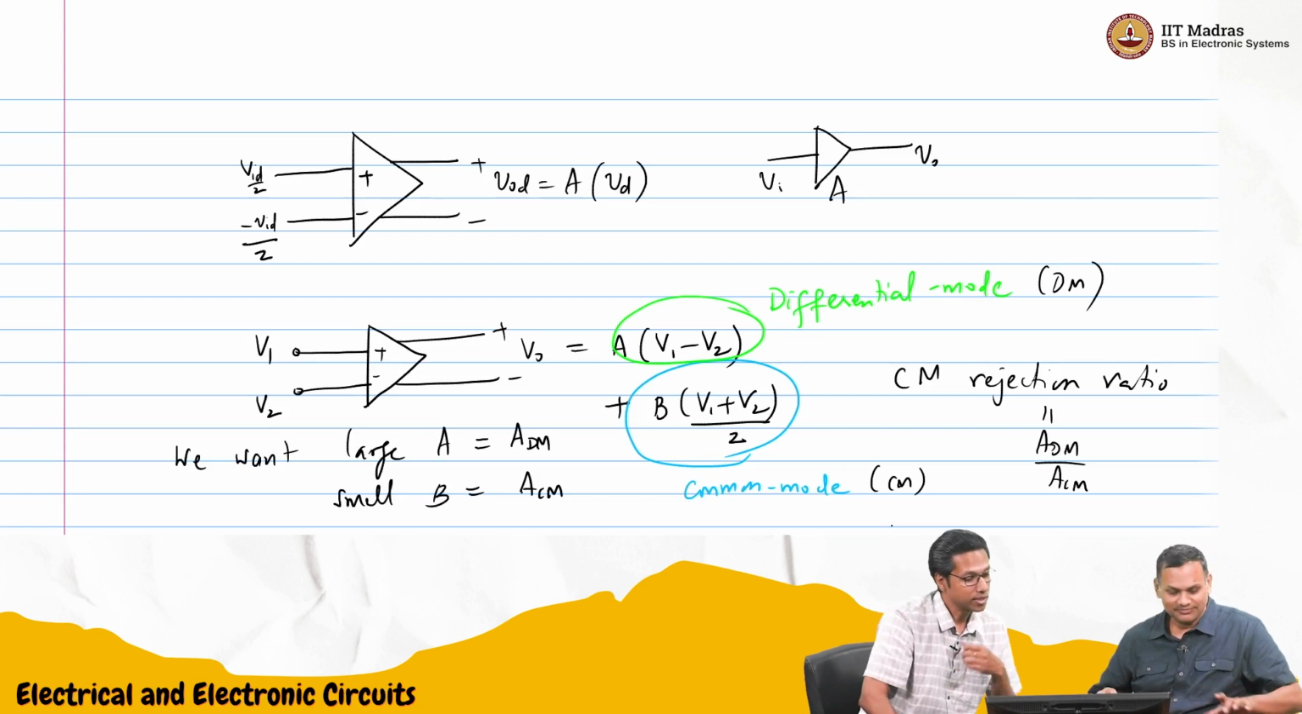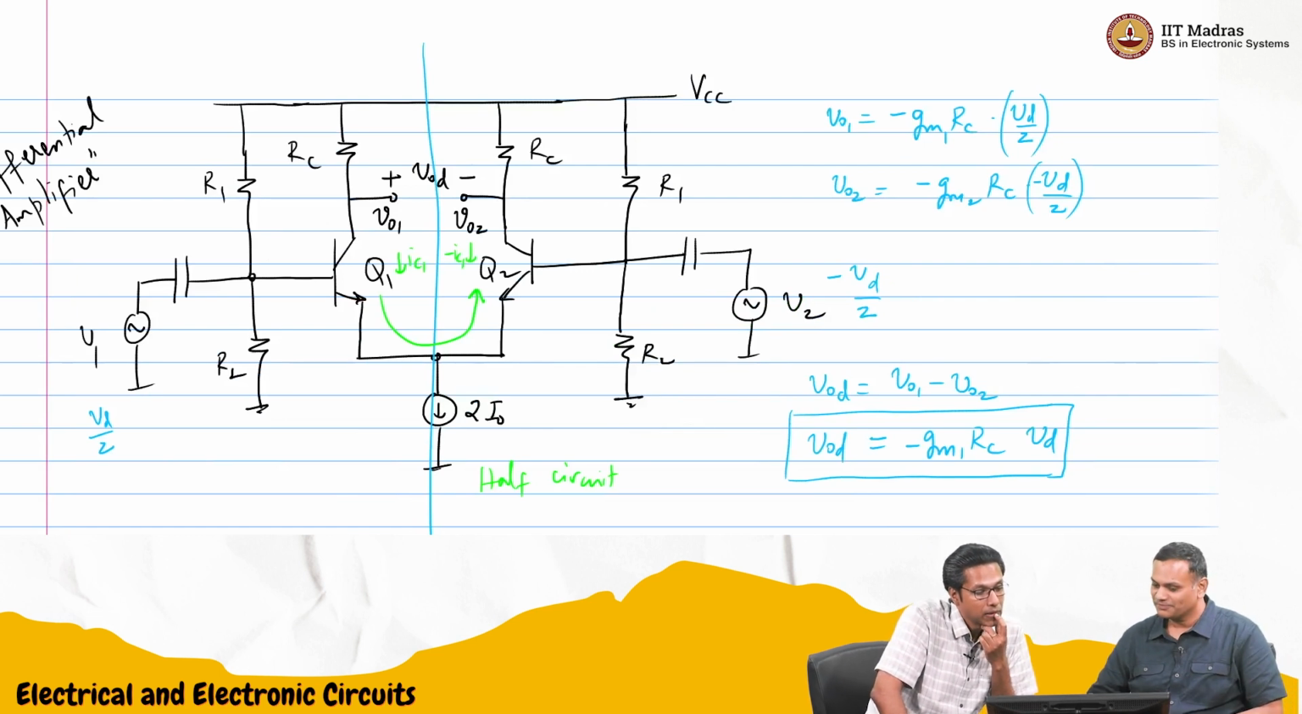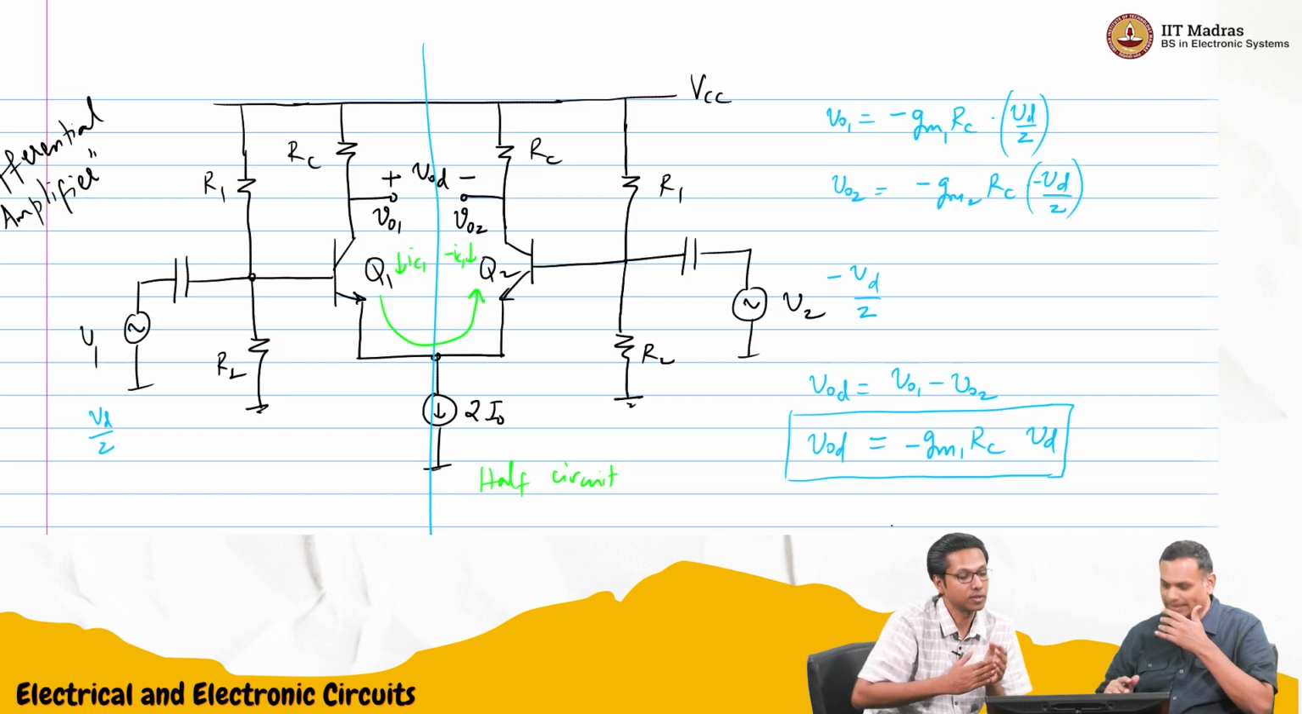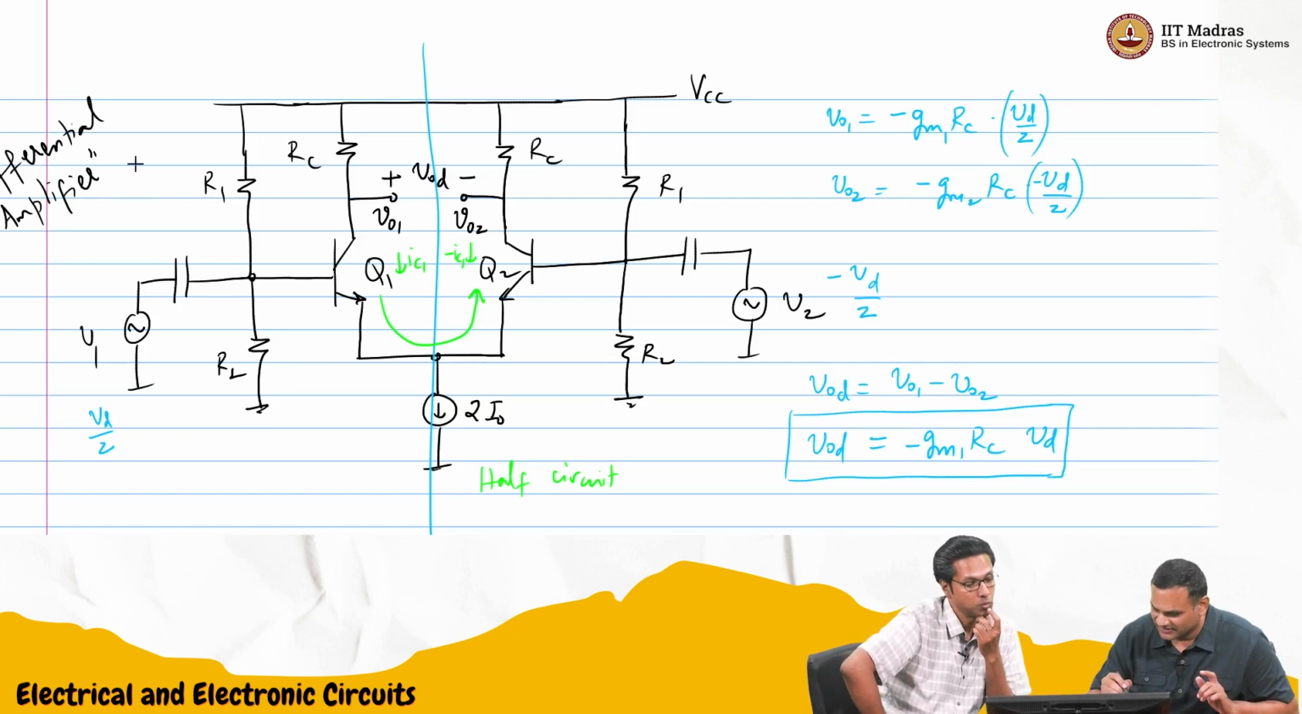Can I see that once again? Yes, of course. Q1 and Q2 are matched, and R1 and RC are matched, so the current will flow through each side branch equally.